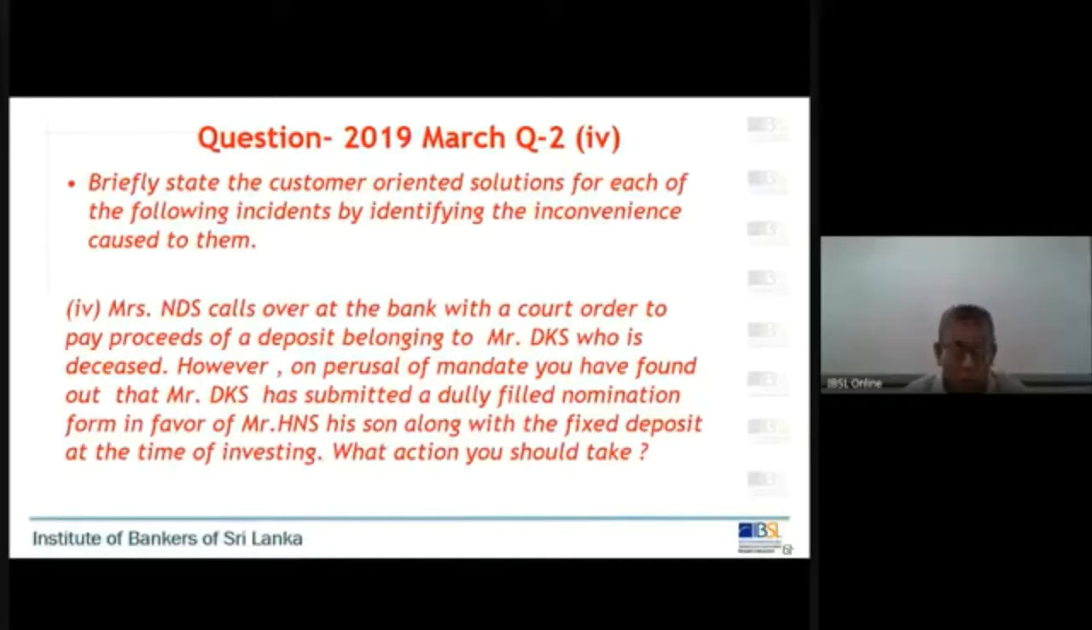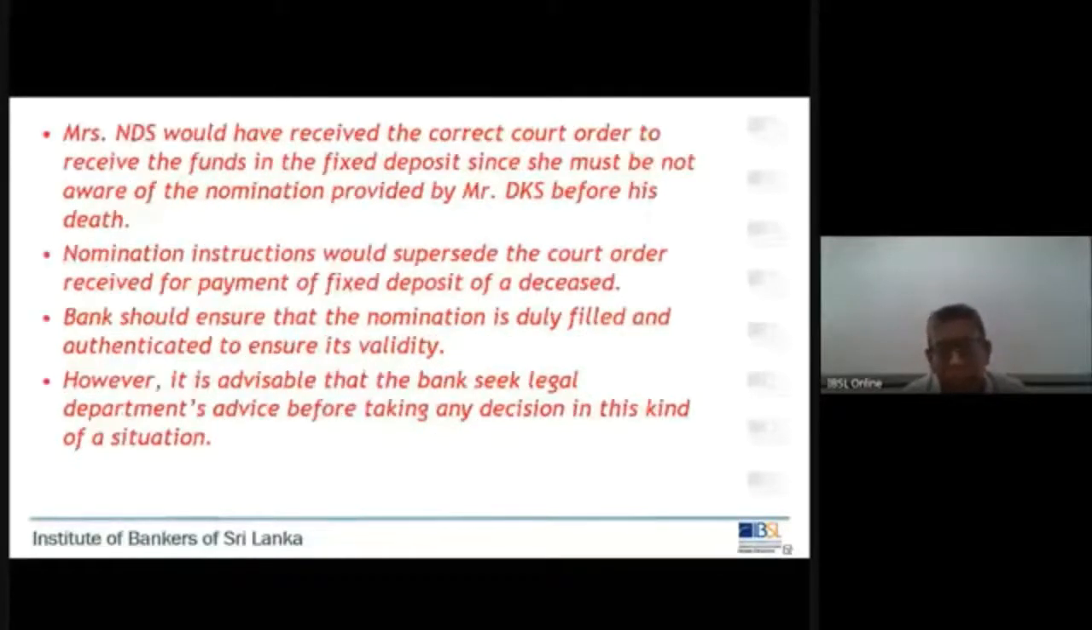Right? Okay, now what to do? Now Mrs. NDS comes to your bank and provides the court order to the manager. Then you have to explain to Mrs. NDS about the nomination done by her husband. Mrs. NDS would have received the correct court order to receive the funds in the fixed deposit, since she must not be aware of the nomination provided by Mr. DKS before his death. First you need to mention that Mr. DKS's nomination is not known to Mrs. NDS. That's fine. Even though she has gone to court and got the order, that court order is correct.